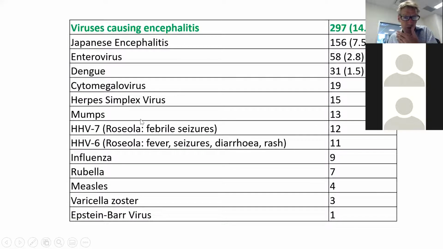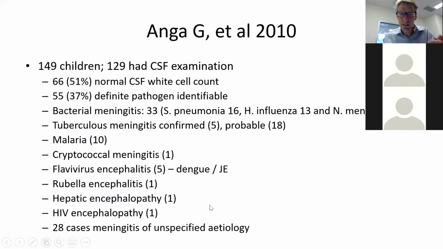Okay. Of the viruses, these are all the viruses in order of frequency, but it depends on where the study's being done. In some parts of Asia, Japanese encephalitis is very common. Enterovirus is quite common in Papua New Guinea and other parts of the Pacific, and then there are other viruses that sometimes cause viral meningitis or viral encephalitis. You don't need to know what they all are, just that lots of different viruses can cause encephalitis.